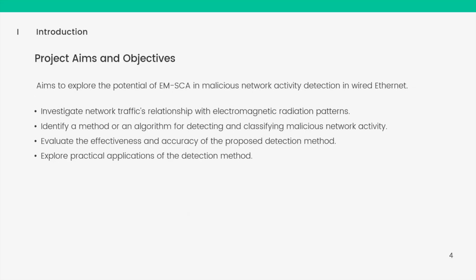So this was a proof of concept research. So what we aimed to explore the potential of electromagnetic side channel analysis in malicious network activity detection in wired Ethernet. And we have few other objectives like investigating the network traffic's relationship with the electromagnetic radiation patterns, identifying a method or an algorithm that we can use to detect and classify malicious network activities and evaluate that method's effectiveness, and finally to explore the practical applications of this mechanism on which this paper is written.